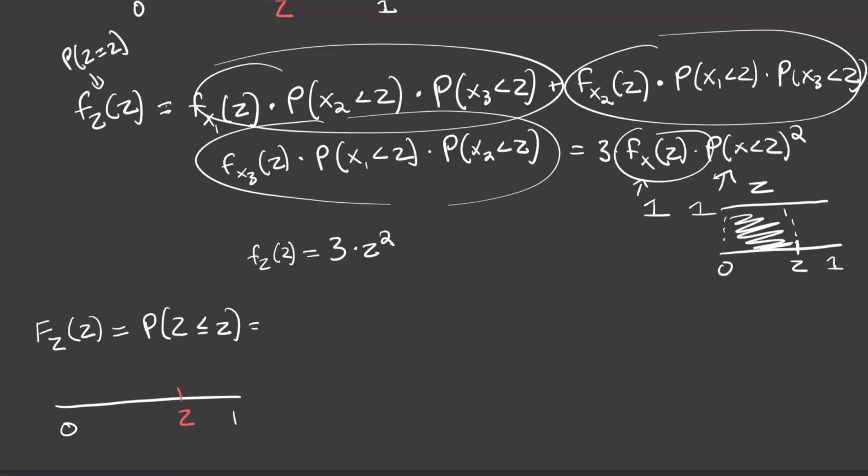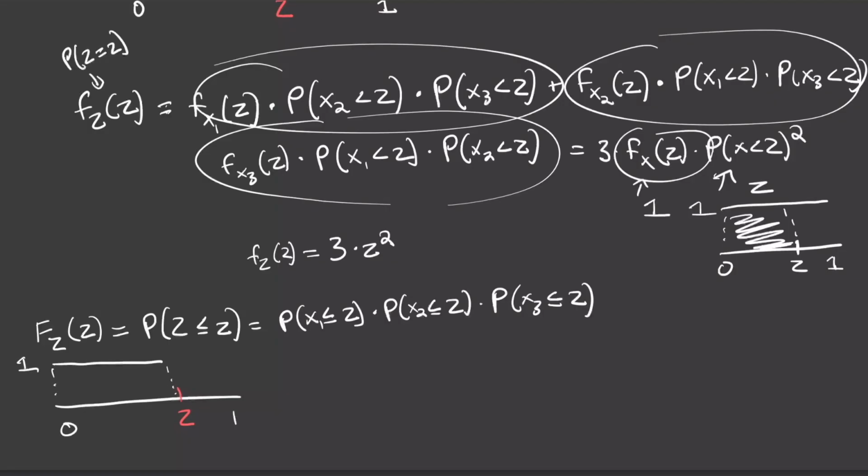And because they're all independent, this is just the same thing as the probability that x1 is less than or equal to z, times the probability that x2 is less than or equal to z, times the probability that x3 is less than or equal to z. Now again, for a given one of our x's, they're all going to have a PDF of 1, right? So the probability that x1 is less than or equal to z is basically just the area right here. It's just equal to z times 1. So z. The probability that x2 is less than or equal to z, well, x2 is identically distributed as x1, so it's also going to be z, and so is x3. So it's just going to be z cubed.